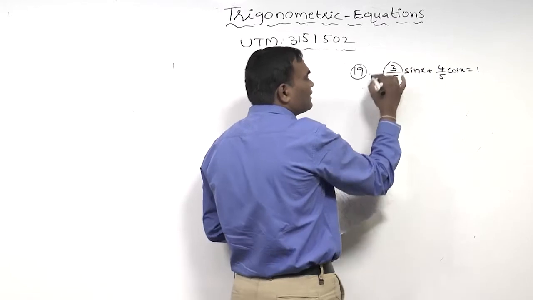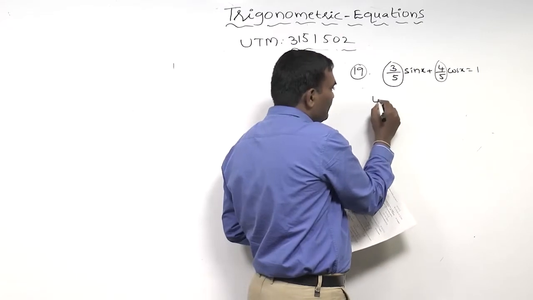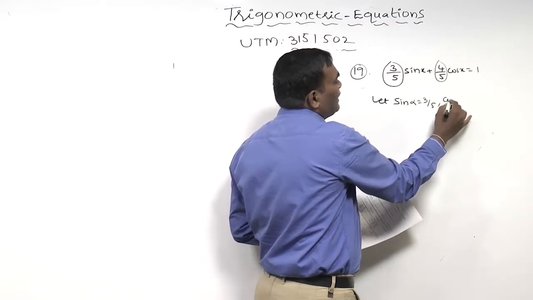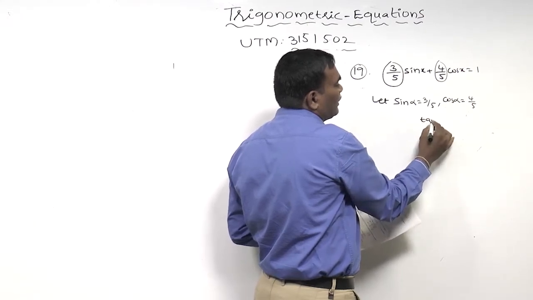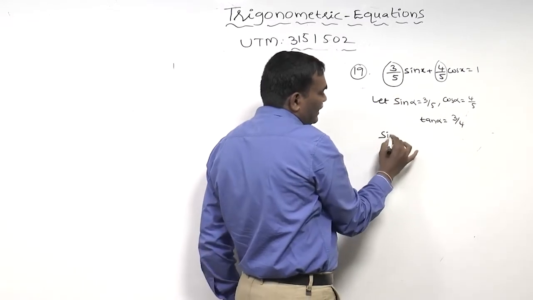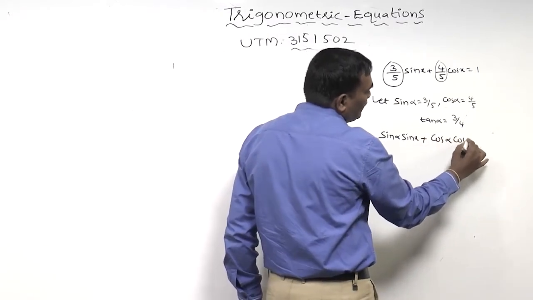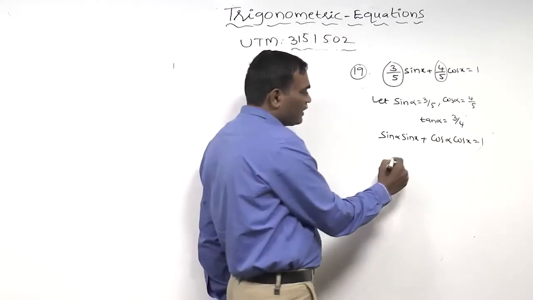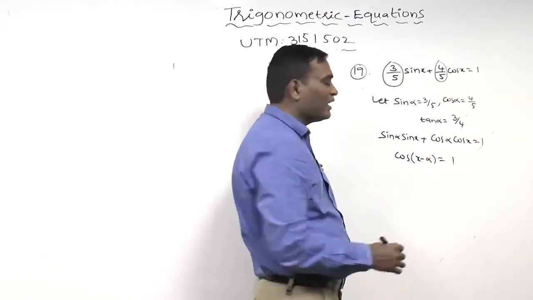This one is considered as sin alpha and this one as cos alpha. Here I am assuming sin alpha is equal to 3 by 5 and cos alpha is equal to 4 by 5. Sin alpha by cos alpha, tan alpha, is equal to what? From these two, tan alpha is equal to 3 by 4. Here you write sin alpha sin x plus cos alpha cos x is equal to 1. Cos a cos b plus sin a sin b is cos of a minus b. Cos of x minus alpha is equal to 1.